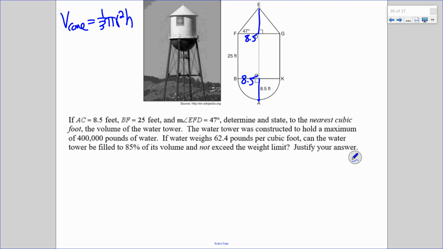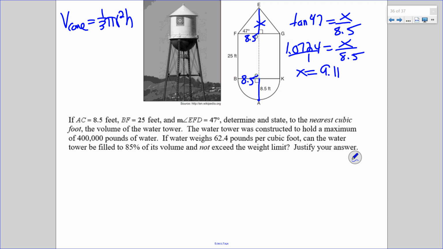And to find this, I can use SOH CAH TOA. Because the picture's a little bit small, I'm not going to write all my little things in, but I have O and A. So it's tan of 47 equals x over 8.5. Then I get my calculator. Tan of 47, you type that in. You get 1.0724. I rounded. Equals x over 8.5. Cross multiply and solve. I get 9.115 something. I'm not going to round it yet until I'm done with the problem.